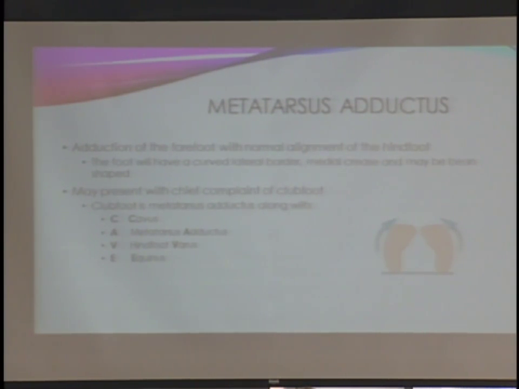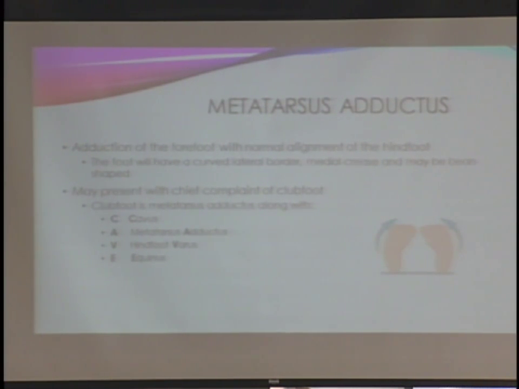So the next one is metatarsus adductus, and this is the adduction of the forefoot with normal alignment of the hindfoot. The lateral border of the foot, which is right here, is curved. They have a medial crease, which you can see right here. It kind of looks like a kidney bean, all right?